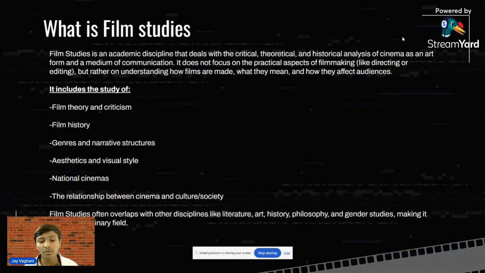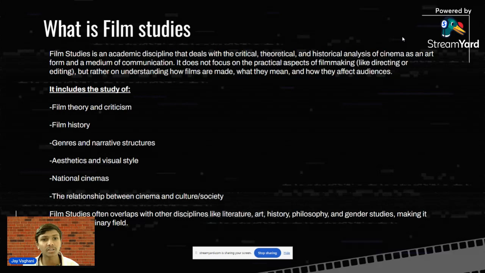Before we talk about Gatsby's life or anything, let's understand what film studies means. Film studies is an academic discipline that deals with the critical, theoretical, and historical analysis of cinema as an art form and a medium of communication. It does not focus on the practical aspects of filmmaking, but rather on understanding how films are made, what they mean, and how they affect audiences.